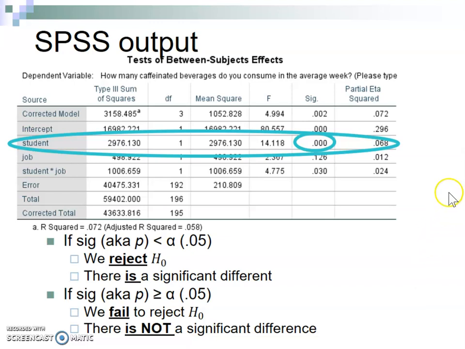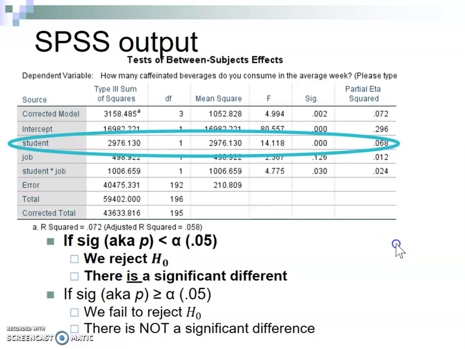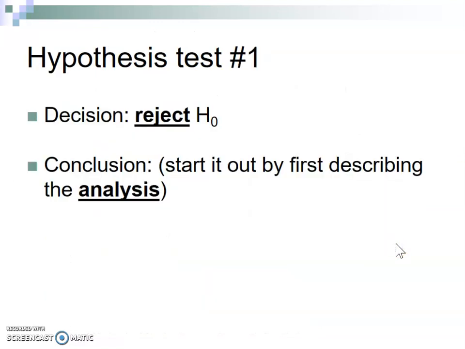So in looking at the actual SIG value for the hypothesis test examining the main effect for a student, we see that this number, 0.000, is definitely smaller than any alpha level we could ever take. And so since that value is so small, that 0.000, we would reject our null hypothesis. So that p-value is less than the alpha level of 0.05, so our decision is to reject the null hypothesis here.